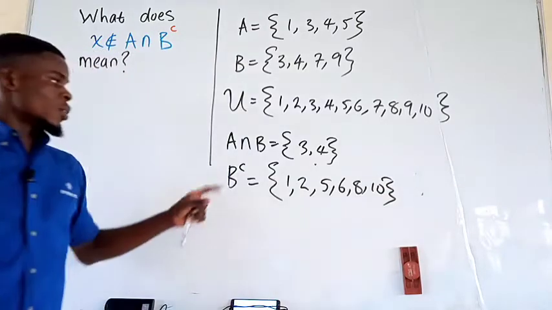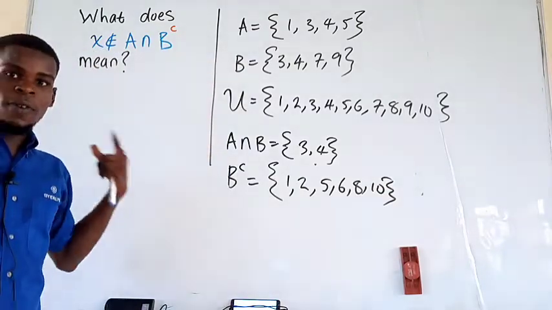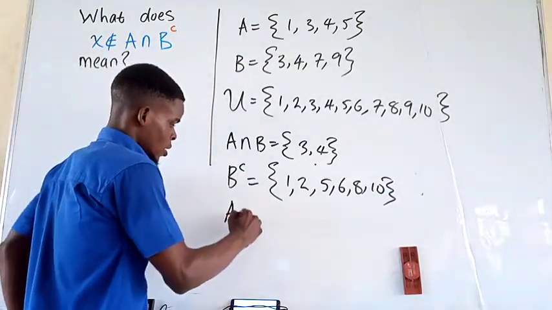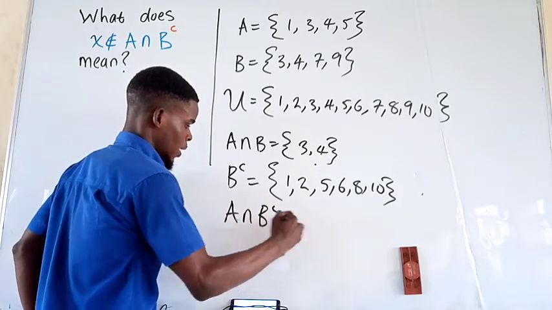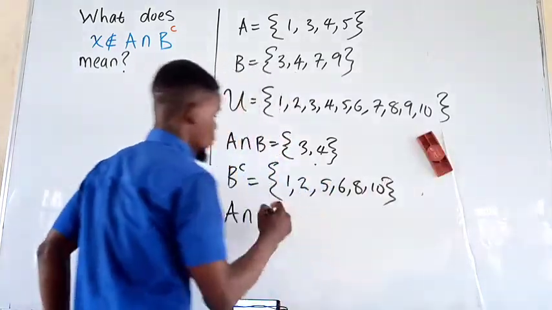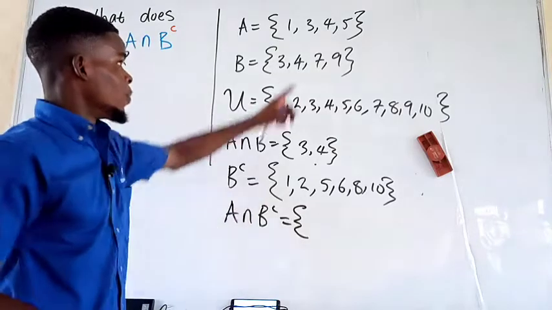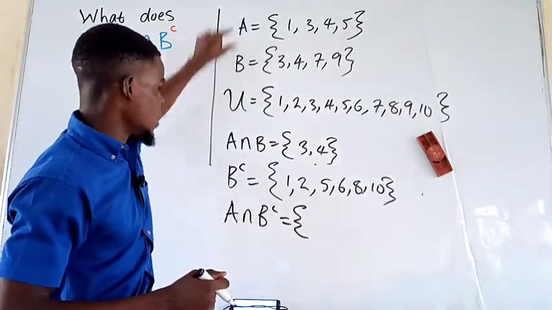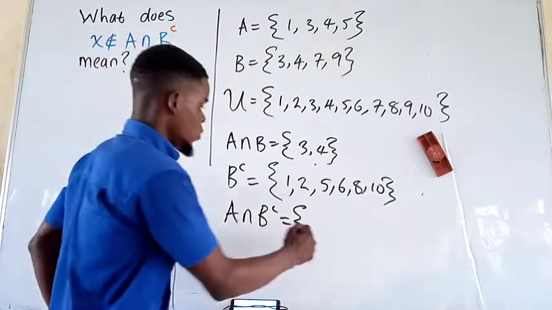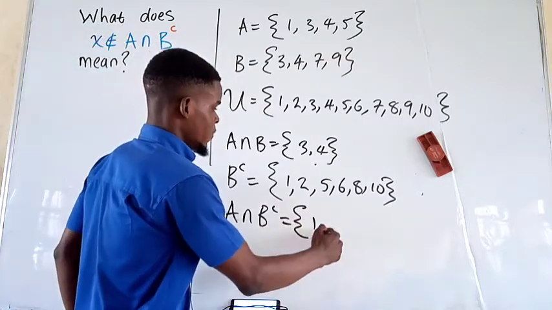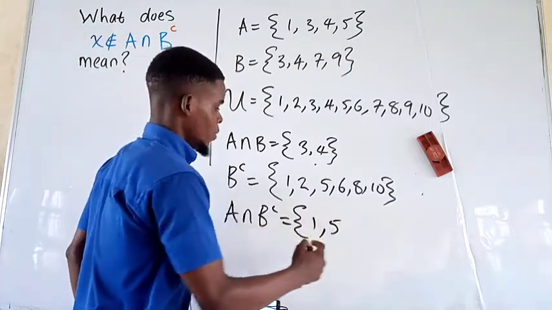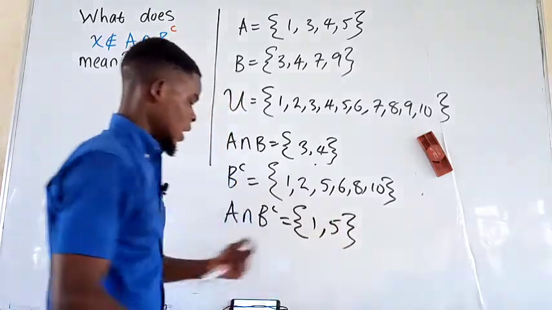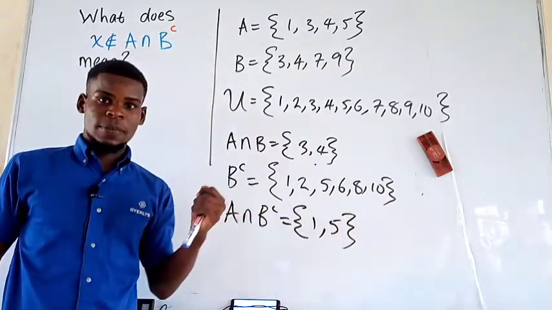So if you are to talk of A intersection B complement, what are the common elements between the set A and the set B complement? You can see 1 over there. You can even see 5. And that's all. Those are the elements common to both this and that.